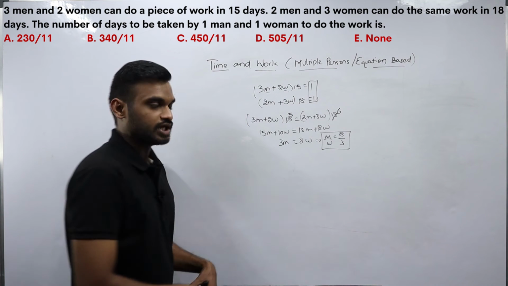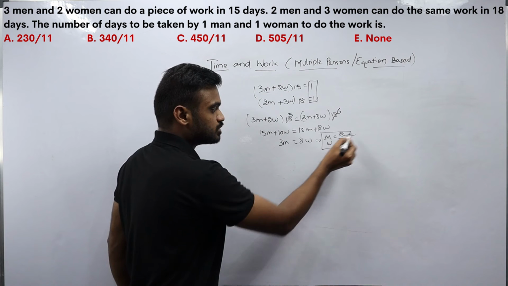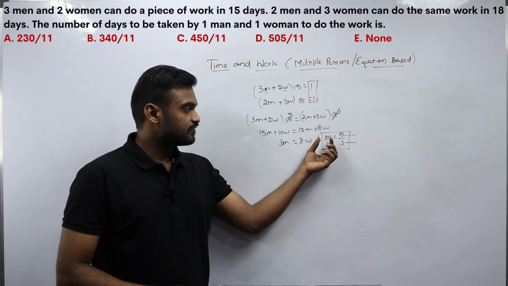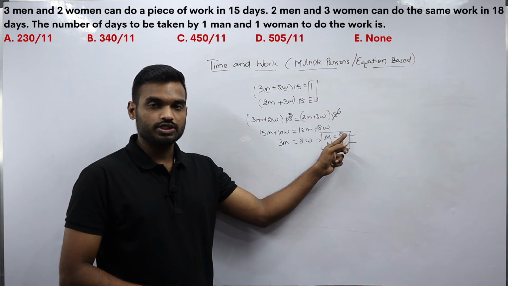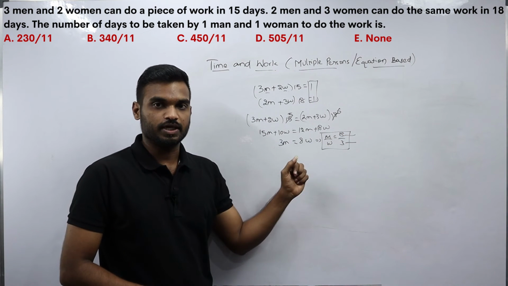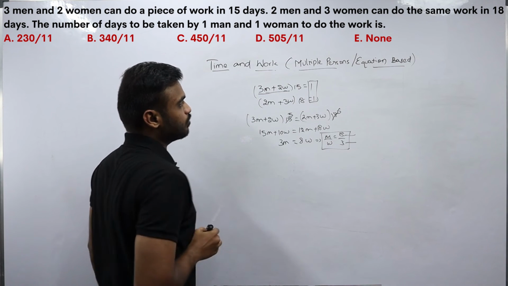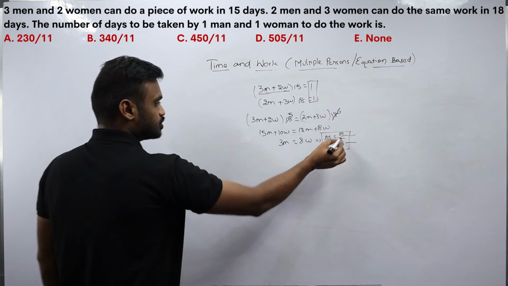This is the efficiency of men and women. So men is completing 8 units per day and women is completing 3 units per day. Men's efficiency is 8 and women's efficiency is 3. So if I substitute this 8 and 3 in the place of men and women, I will get the total amount of work to be done. Now I am substituting these values here.